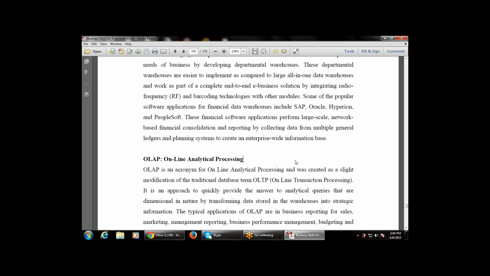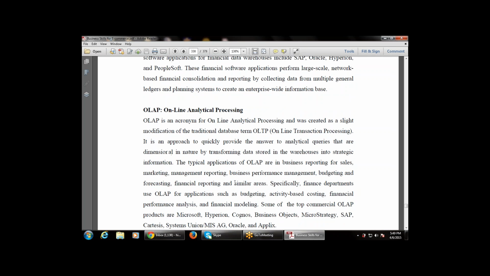It is a quick approach to analytical queries of various dimensions, by transforming the data in the warehouses into strategic information. Whatever the information, whatever the analytical queries that are available, are reported or controlled by OLAP, online analytical processing. The typical applications of OLAP are in business reporting for sales, marketing, management reporting, business performance management, budgeting and forecasting, financial reporting, and similar areas.